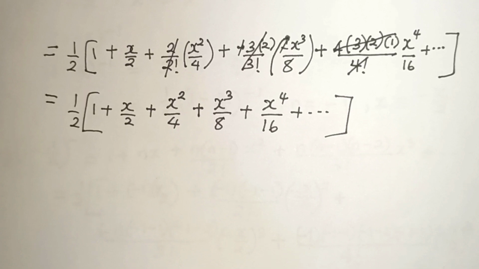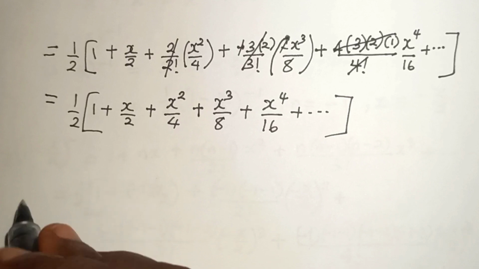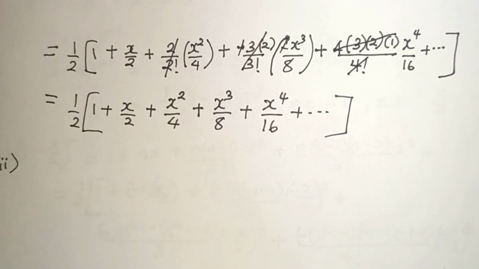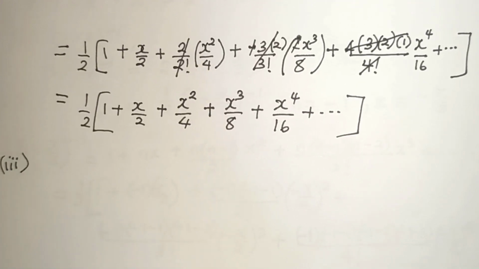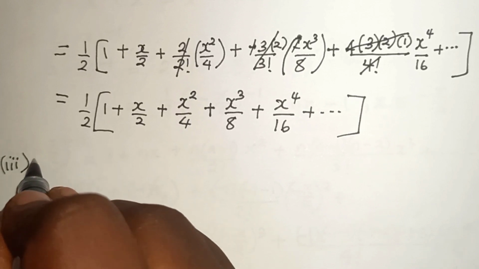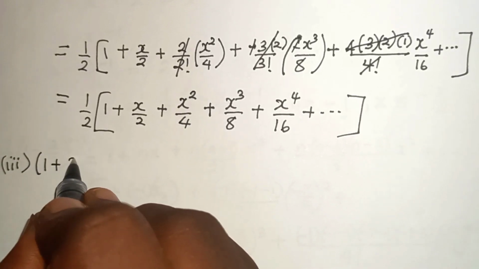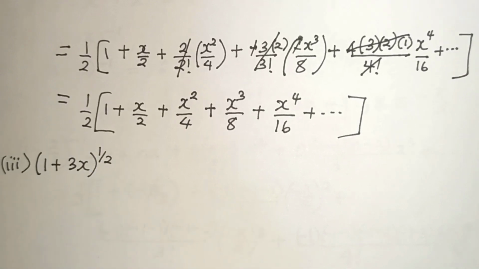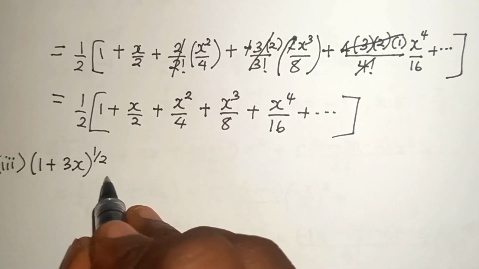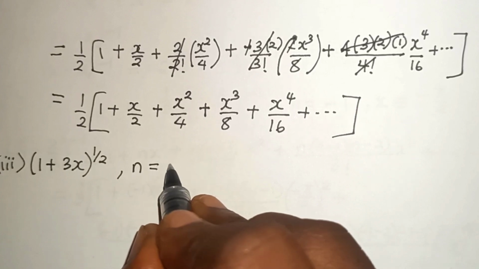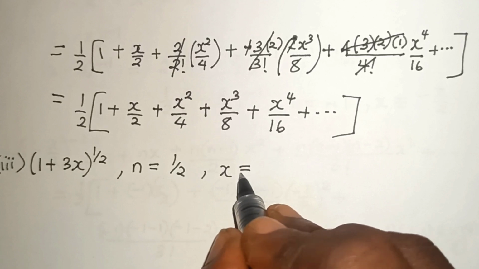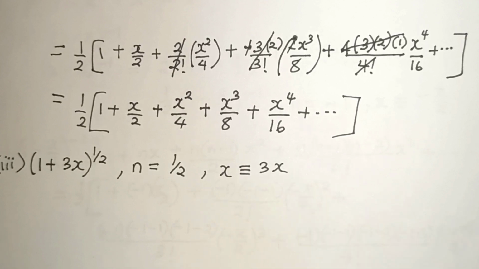Now we will go to the third one. That is number i. We have 1 plus 3x raised to power half. In this case, n is equal to half and x is equivalent to 3x.